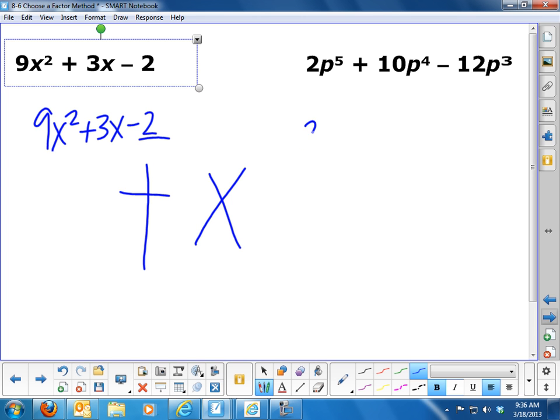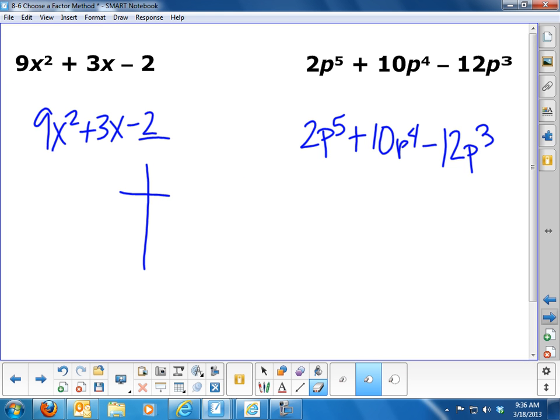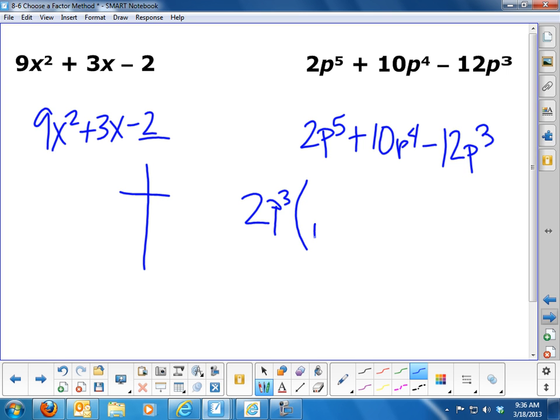Now coming over here to 2p to the 5th plus 10p to the 4th minus 12p cubed, you should automatically start to notice that, hey, this has a greatest common factor of 2 for sure, because everybody's a multiple of 2, and it also has a greatest common factor of, I'm looking at my p's, and I think I can take p cubed out because everybody's got at least p cubed. So I'm going to go ahead and rewrite this. This becomes p squared plus 5p minus 6.